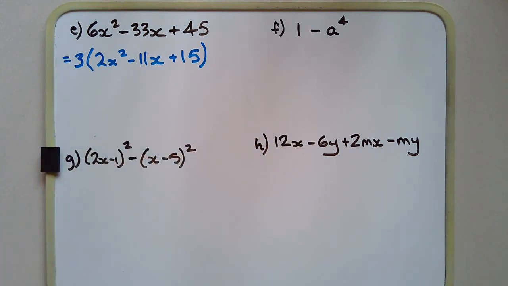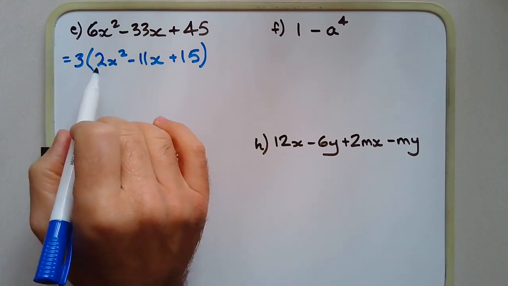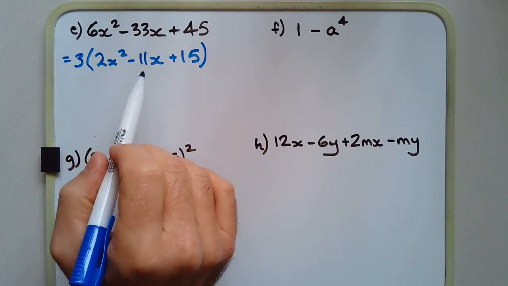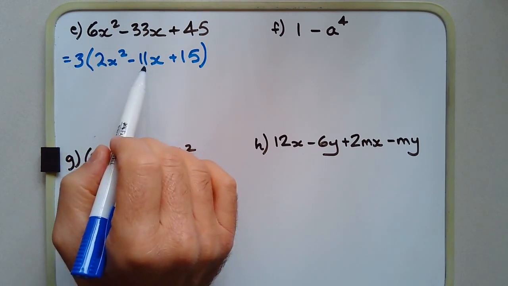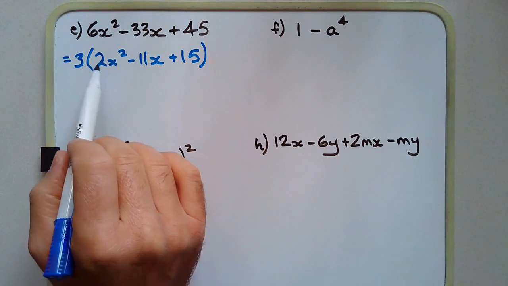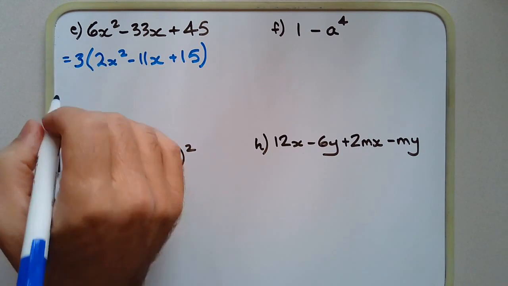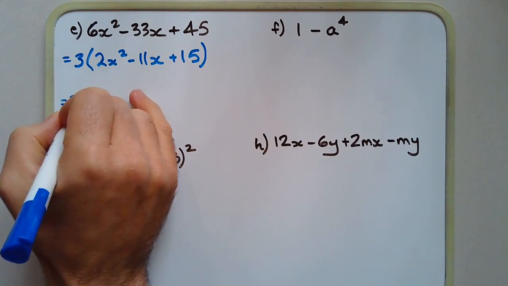Now we could either apply the cross method at this point, or we can apply the grouping in pairs method, where you split the negative 11 up in such a way that the product of those two terms should equal 2 times 15, which is equal to 30. So maybe given the limited space, I might not use the cross method here. I might just use the grouping in pairs method. So leave the 3 there.